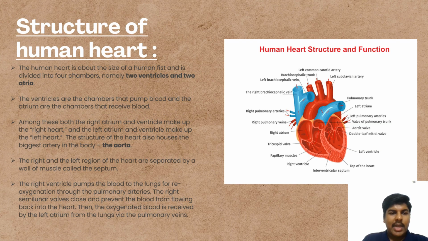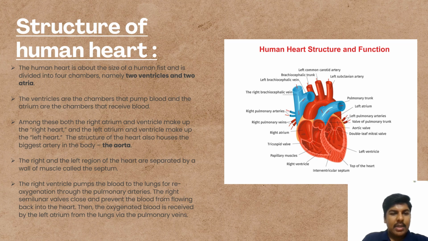Now, in this slide, let us come to the main topic of this presentation, the structure of the human heart. As we can see in this picture on the right side, these are the parts present in the human heart. It consists of four main chambers: the right ventricle, left ventricle, the right atrium and the left atrium.